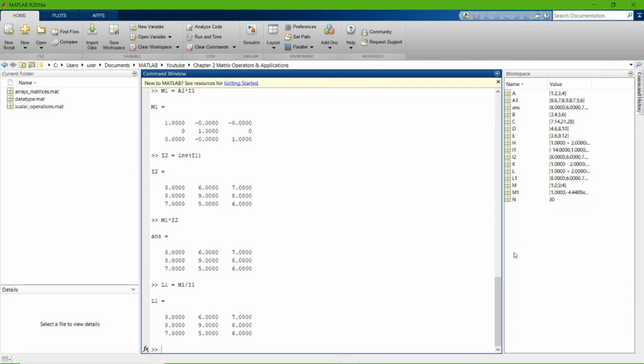If we do the opposite also, L2 equals I1 left division operator M1, we again get the same result. So what we see is that both values L1 and L2 are equivalent to M1 into I2, where I2 is nothing but the inverse of I1, and I1 is the inverse of our original matrix A1. So this is matrix operation.